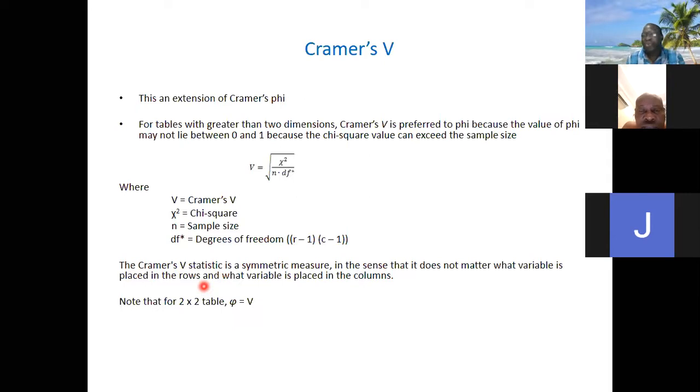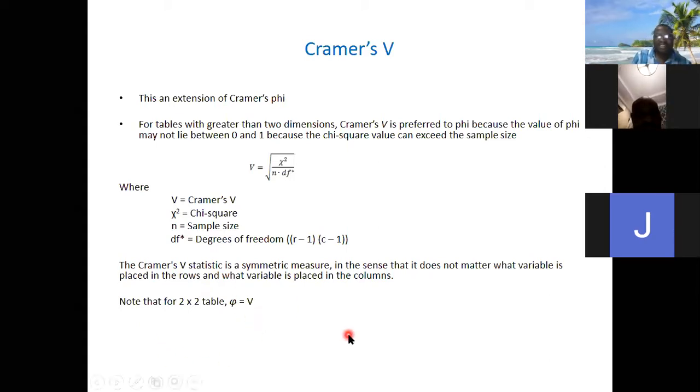So that is why Cramer's also came with another modification. What it does is to also put the degree of freedom there. Apart from dividing by the sample size, you use the degree of freedom, which is the row minus 1 times column minus 1. In that case, it will jack up the denominator a little bit so that the numerator will not be greater than the denominator, because it is when the numerator is greater than the denominator that you will have something greater than 1.